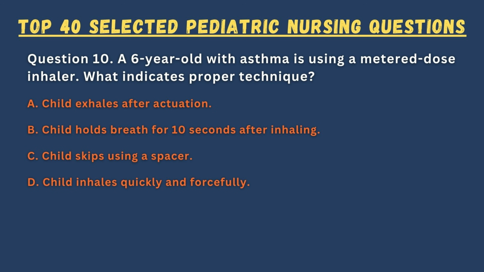Question 10. A 6-year-old with asthma is using a metered-dose inhaler. What indicates proper technique? A. Child exhales after actuation. B. Child holds breath for 10 seconds after inhaling. C. Child skips using a spacer. D. Child inhales quickly and forcefully.